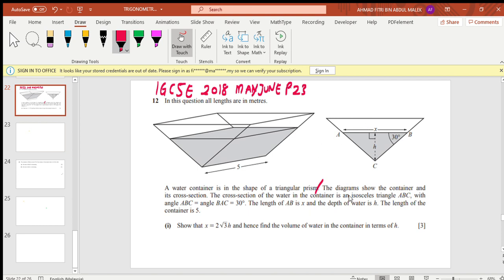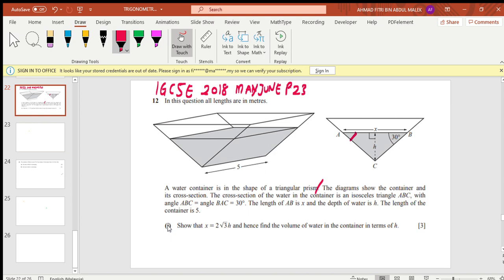The shape of the cross section is an isosceles triangle ABC, with angle ABC the same as angle BAC. The length AB is x and the depth of the water is h. The shaded region refers to the depth of the water h. The length of the container is 5, which we do not need to use yet.